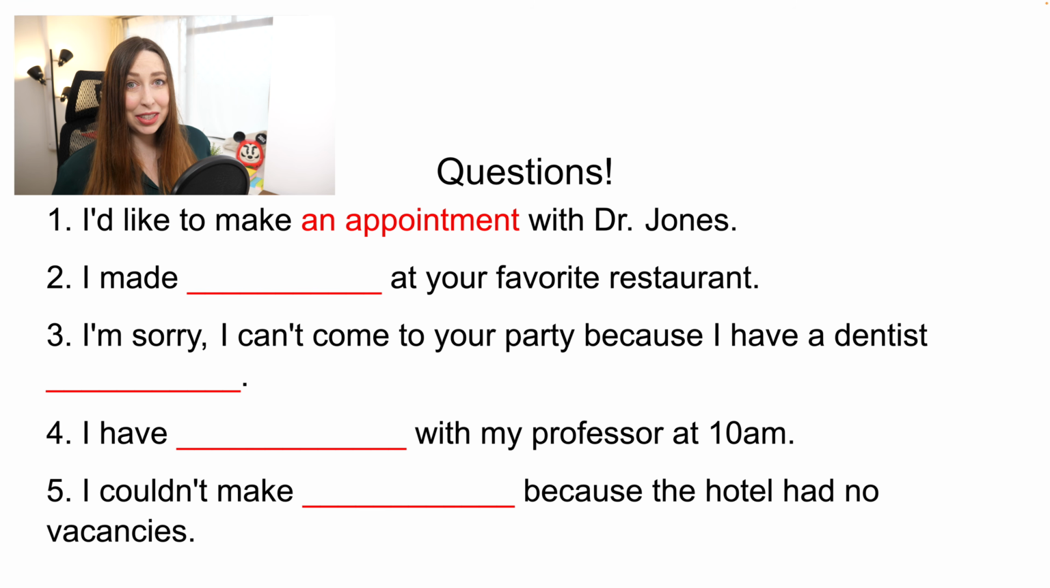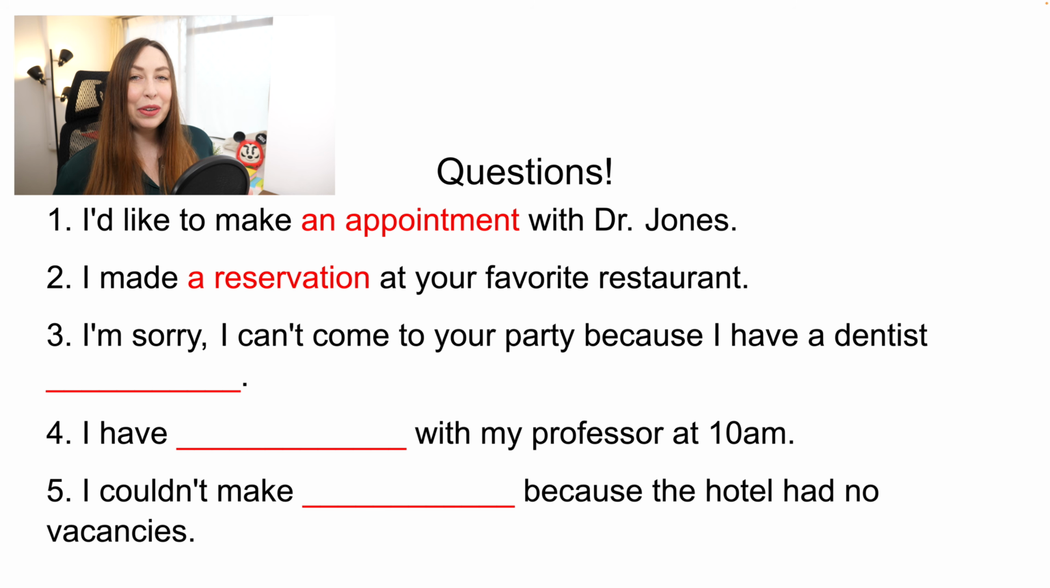Okay. Let's try number 2. Remember to try and write your answers in the comments before I reveal the answer to you. Okay. I made blank at your favorite restaurant. I made an appointment. I made a reservation at your favorite restaurant. Type your answer in the comments. Okay. Let's see the answer. A reservation. So at a restaurant, you are probably reserving a seat or a table. So you would make a reservation.